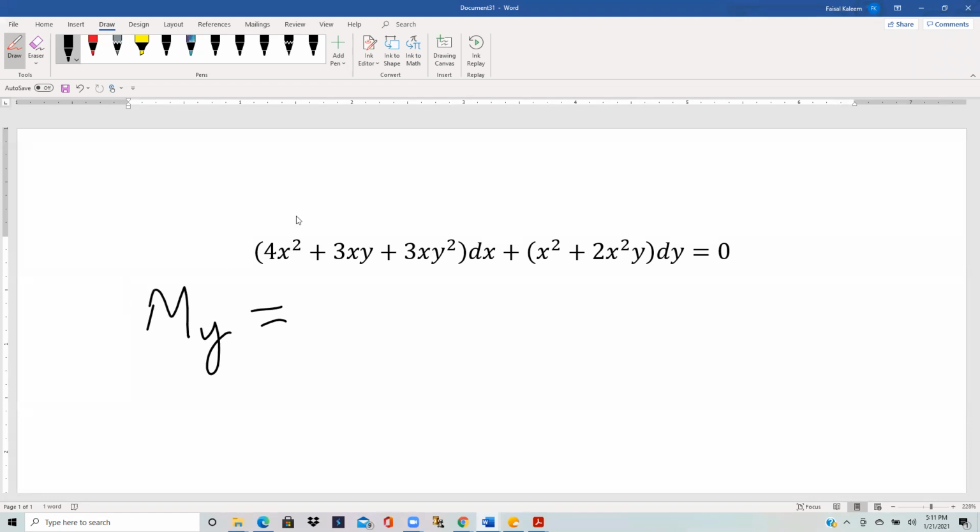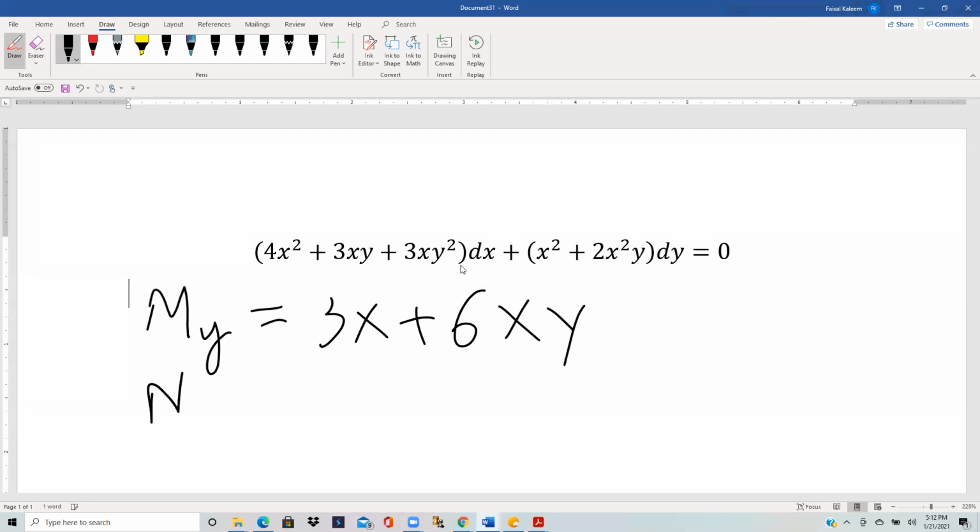So the 4x squared is a constant, so that one is 0. And here, since y is the variable, 3x is a constant and the derivative of y is 1. So you just get 3x. And here, the 3x is a constant and the derivative of y squared is 2y. So 3x times 2y is 6xy.